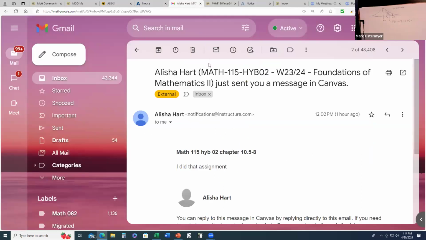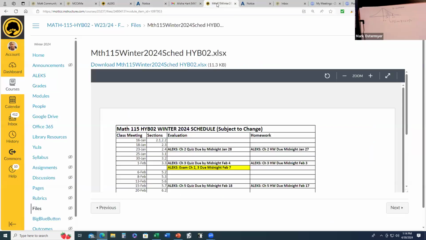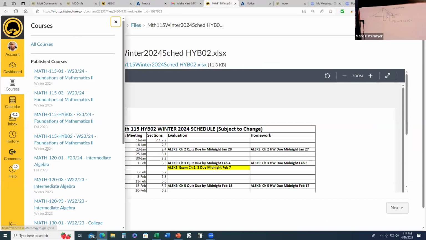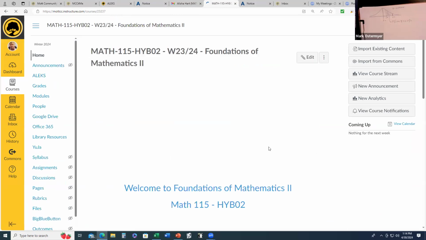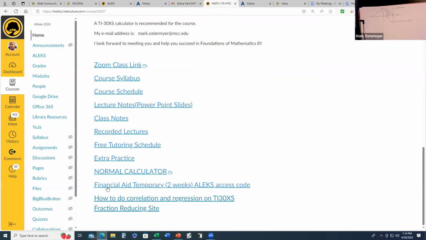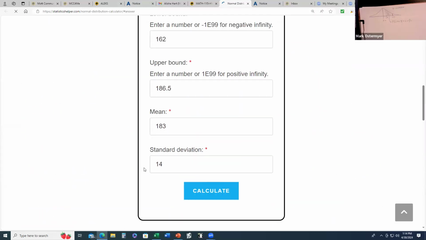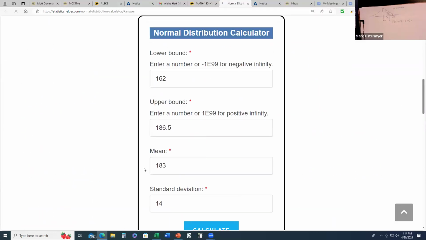All right, so let's go to our Canvas course site. On our main dashboard, we have this calculator called the normal calculator. I'm going to click on it, scroll upwards, and here it is. Now, to use this calculator, we're going to have to type in the lower bound of our interval and the upper bound and mean and the standard deviation.